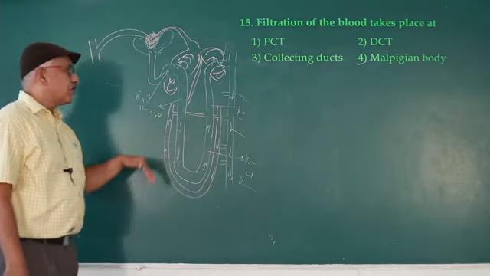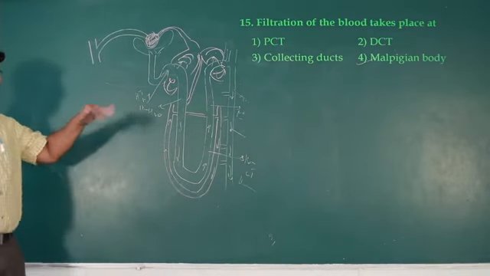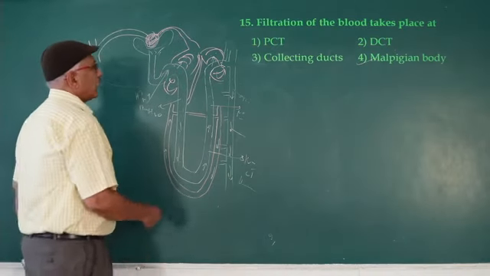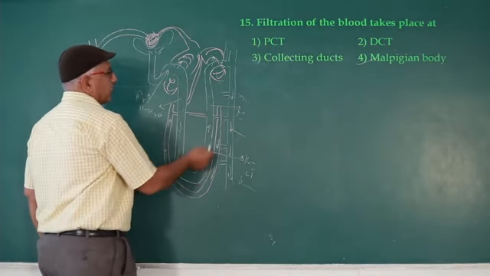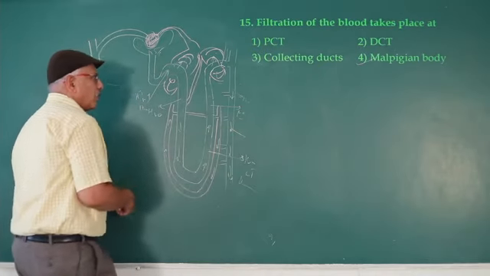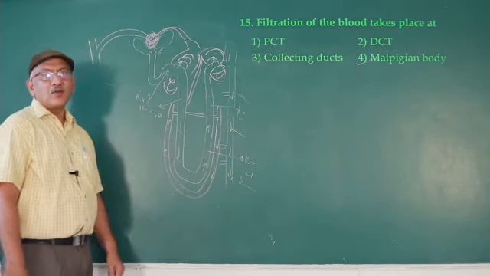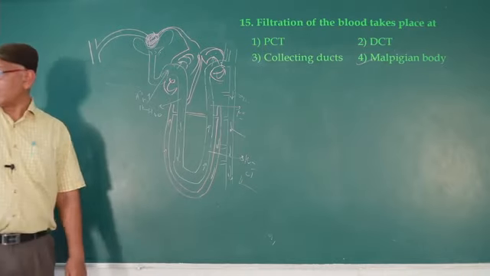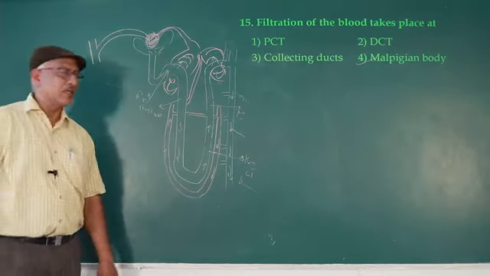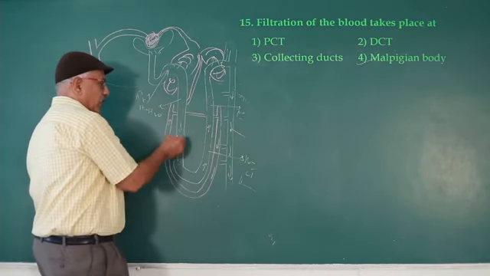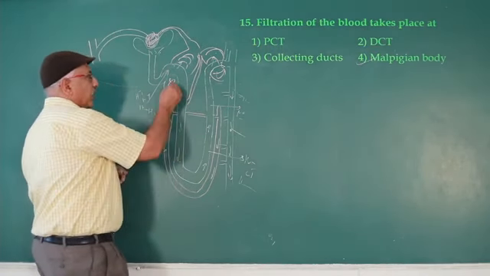Now we discuss formation of concentrated urine with the help of a diagram. While primary urine is passing through, how is concentrated urine formed? Due to counter current flow. Counter current means opposite. The flow of urine is opposite in the 2 limbs of loop of Henle.